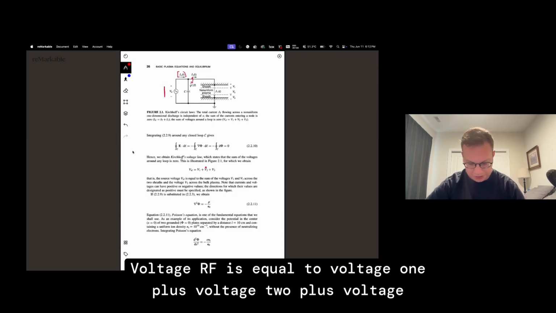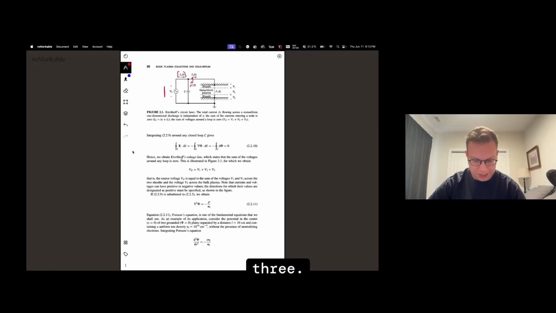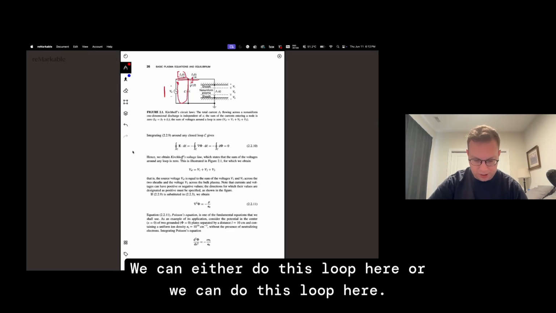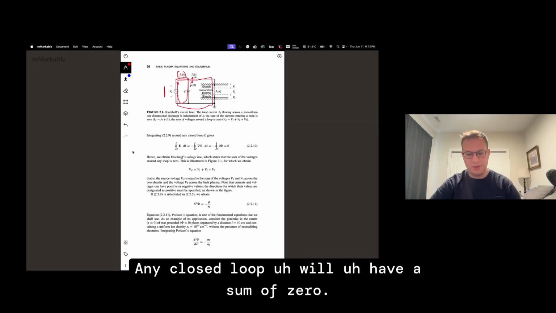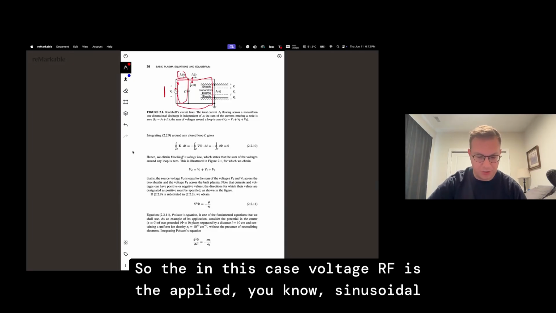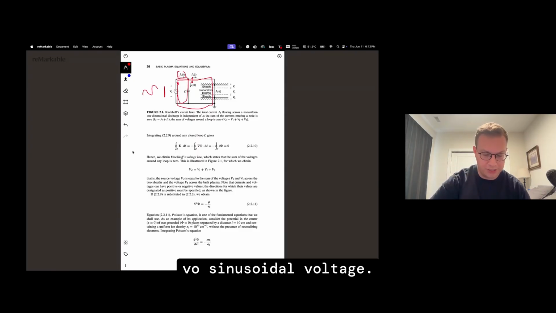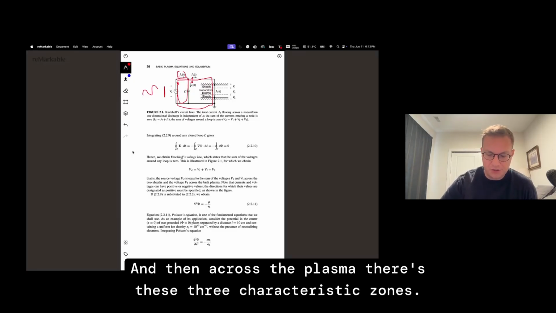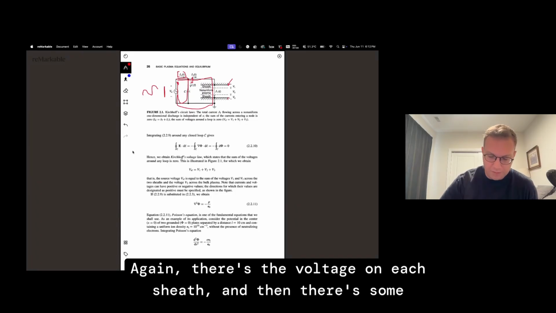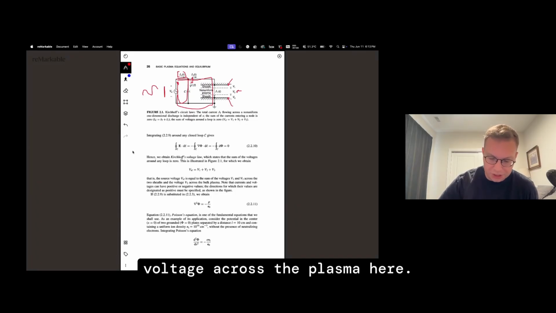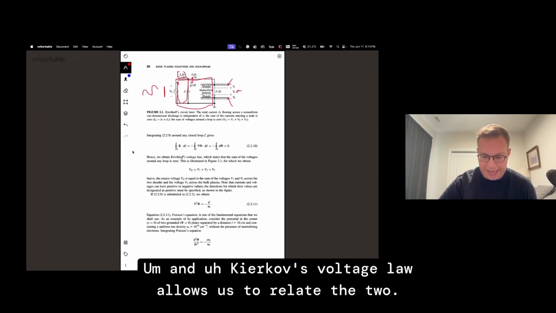Voltage RF is equal to voltage 1 plus voltage 2 plus voltage 3. So any closed loop, we can either do this loop here or we can do this loop here. Any closed loop will have a sum of 0. In this case, voltage RF is the applied sinusoidal voltage. And then across the plasma, there are these 3 characteristic zones. Again, there's the voltage on each sheath, and then there's some voltage across the plasma here. And Kirchhoff's voltage law allows us to relate the two.